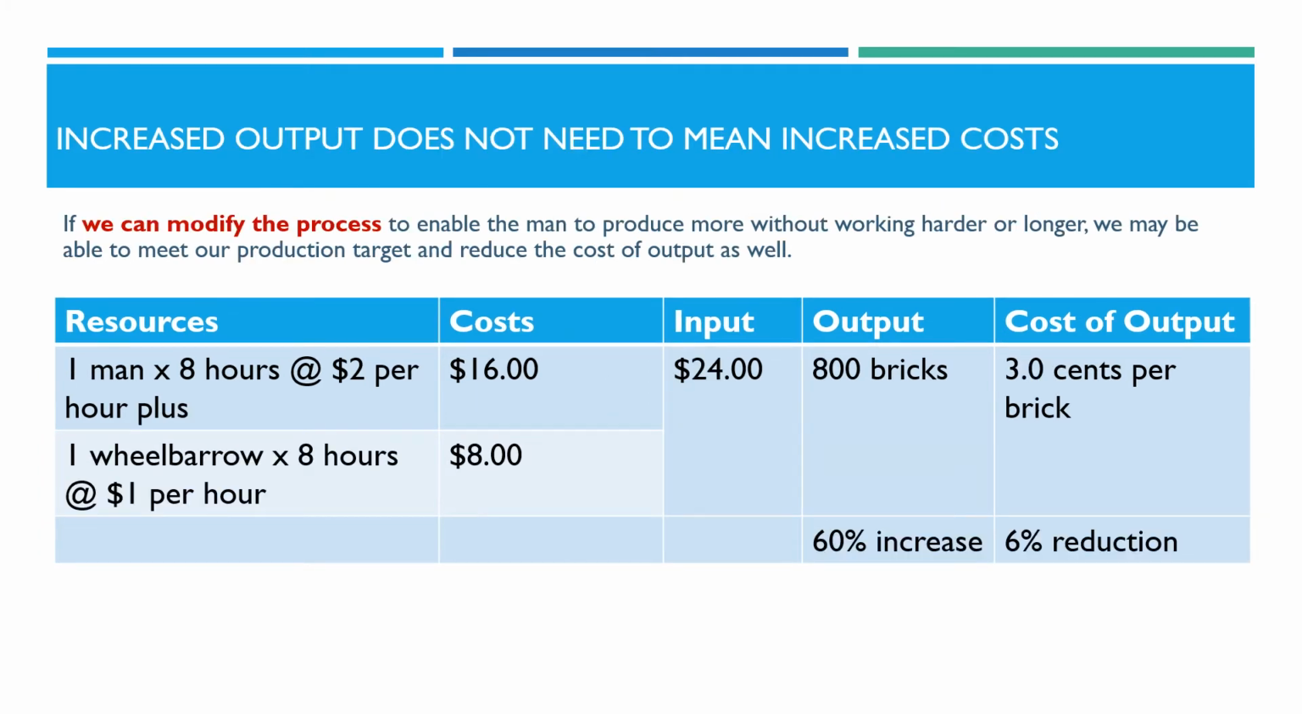However, increased output does not need to lead to increased costs. If we can modify the process to enable the man to produce more, without working harder or longer, we may be able to meet our production target, and reduce the cost of output as well. Here we can see that by introducing a wheelbarrow at $8 per day, we can increase the output by 60% and reduce the cost per brick moved by 6%. So, we now have more bricks to help us meet our construction targets faster and more efficiently.